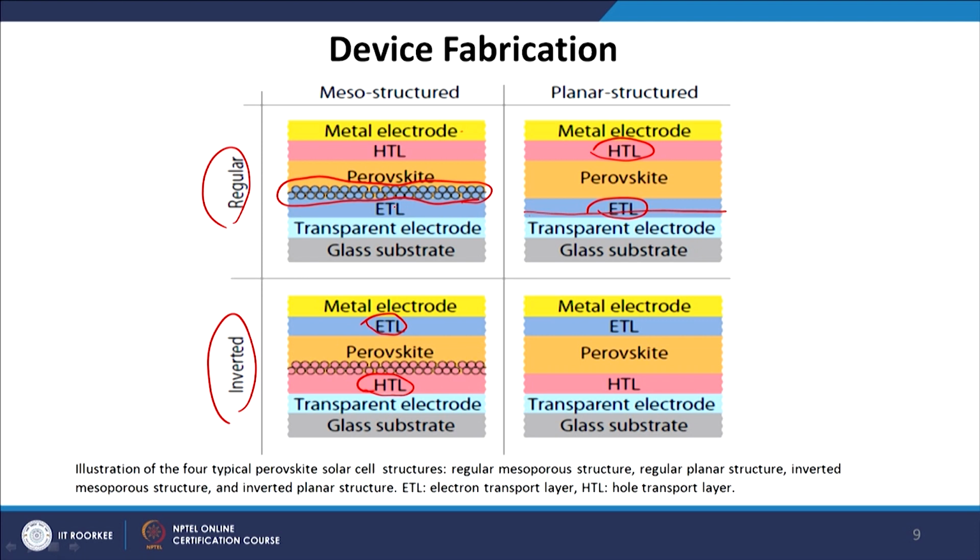Here the electron transport layer was near the ITO, but now the hole transport layer is near the ITO. There the HTL was near the metal electrode, now the ETL is near the metal electrode. So, basically they have now inverted from the regular structure. Now, it can also be mesoporous like this, or it can be planar like this. So, there are 4 different configurations possible: regular mesostructured, regular planar structured, inverted mesostructured, or inverted planar structured.